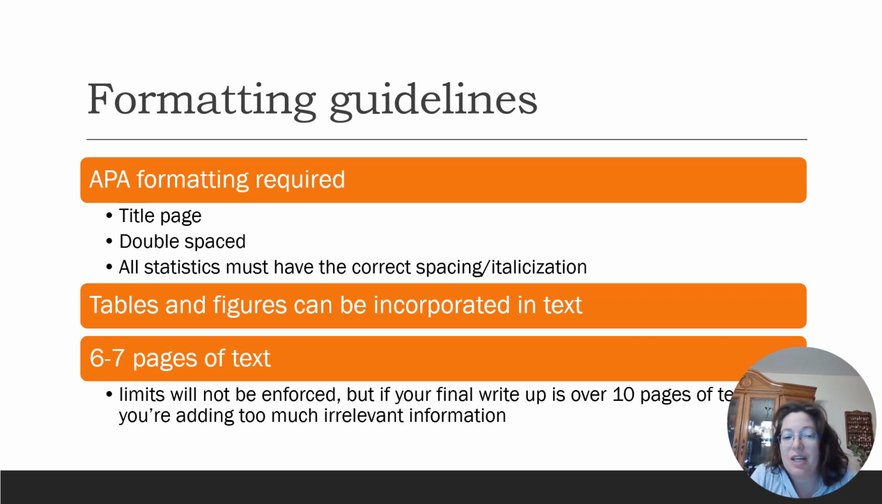The tables and figures that are required can be incorporated into the text, and overall your paper will be about 6 to 7 pages of text. I'm not going to enforce this limit, but if your final write-up is more than 10 pages of text, you're probably adding too much information that you don't need. As you saw this past week with the assignment 4, when we present our statistical results, it's only a few sentences per research question. You should not be writing several pages worth of text. A few sentences is all that is needed.